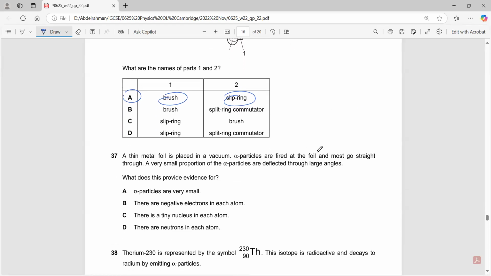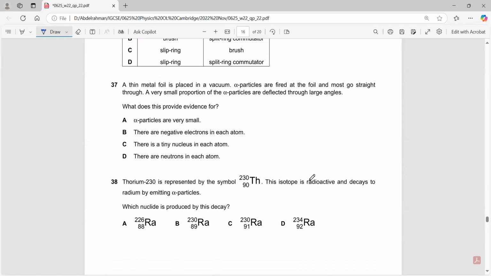A thin metal foil is placed in a vacuum. Alpha particles are fired at the thin foil. Most go straight through. A very small proportion of the alpha particles are deflected through large angles. What does this provide evidence for?